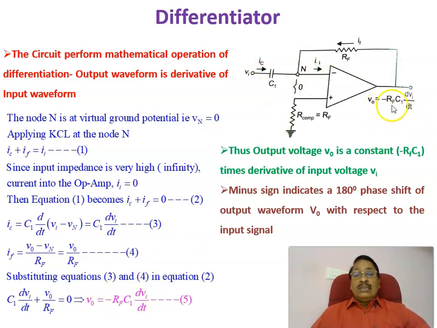That is why there is a minus. Therefore, the output voltage is given by minus Rf into C1 into dVi by dt, which is proportional to the derivative of the input. Thus, we can see that the output voltage V0 is a constant, that is minus Rf into C1, times the derivative of the input voltage Vi, and the minus sign indicates that there is a 180-degree phase shift of the output waveform V0 with respect to the input signal.